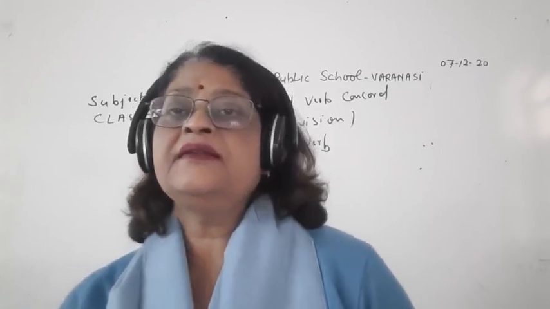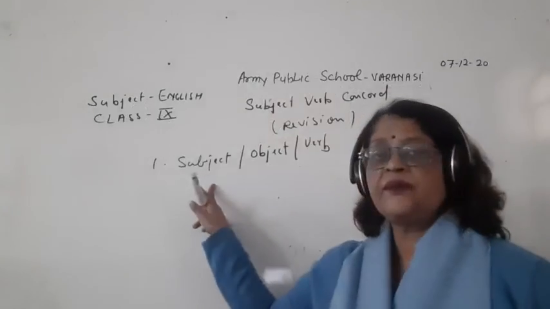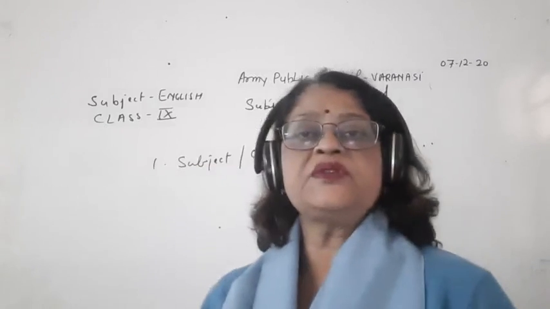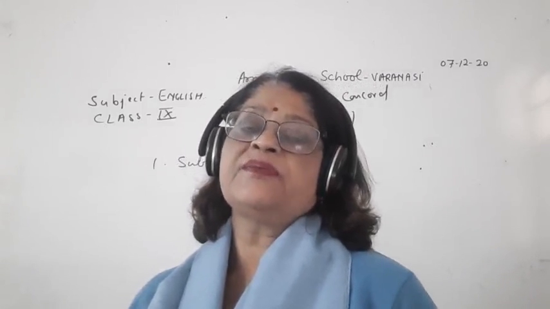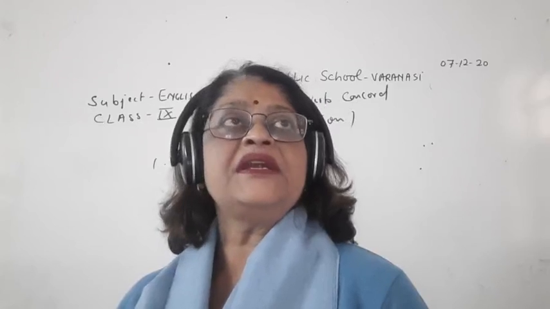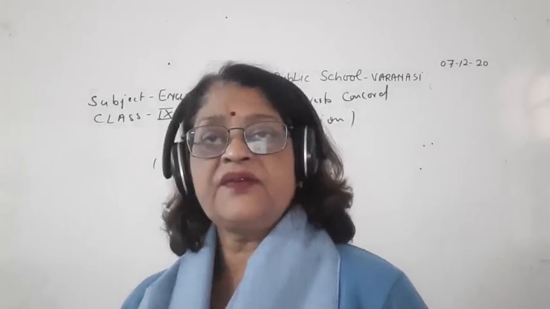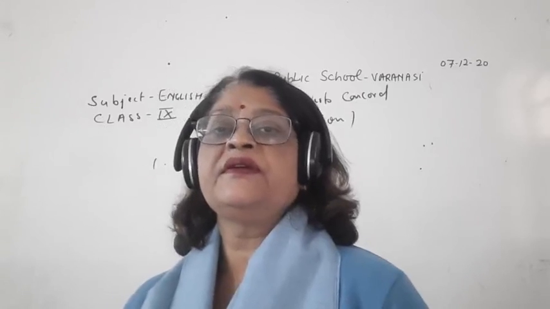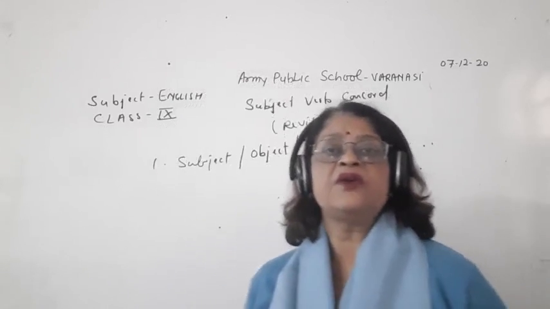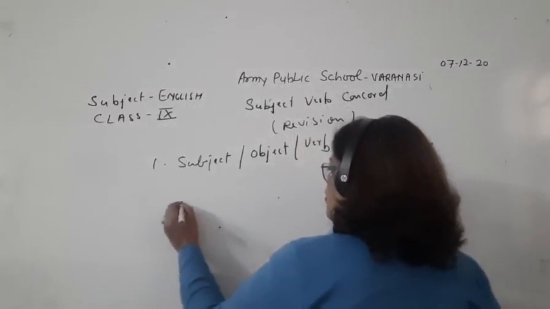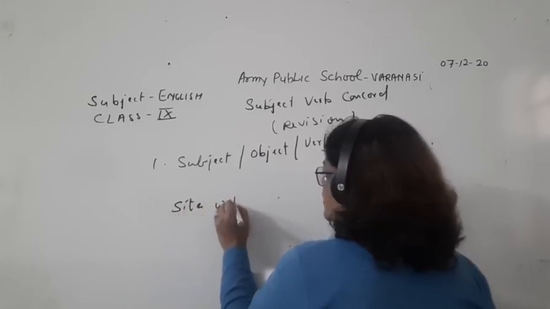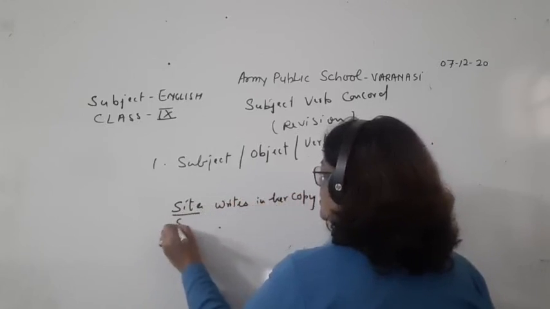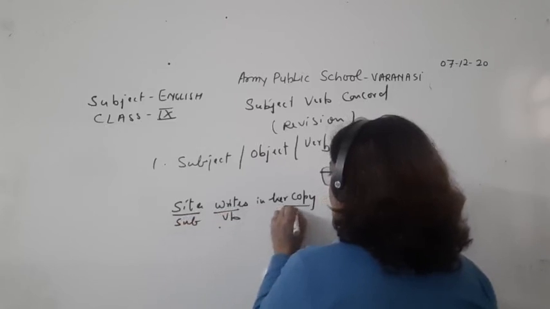So once I think this word is clear to you, now we will come to subject. So in a sentence, a noun or pronoun which comes before the verb is the subject of the sentence. Children, don't get confused with subject and predicate, which is a part of a sentence. That is something different. I am talking here about subject and object. So, like, Sita writes in her copy. So children, Sita is the subject, this is the verb, and this is the object.